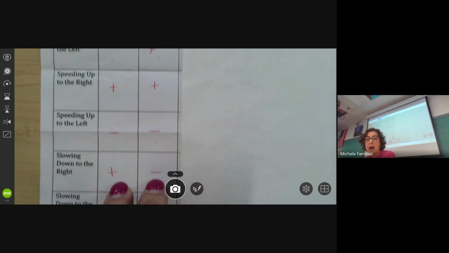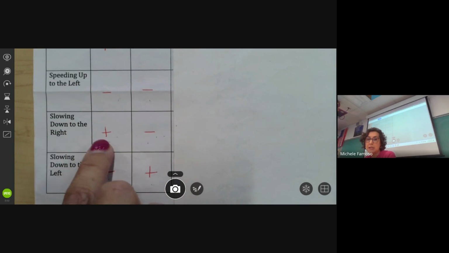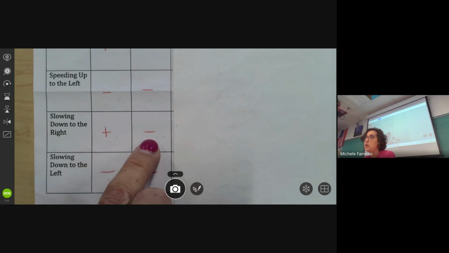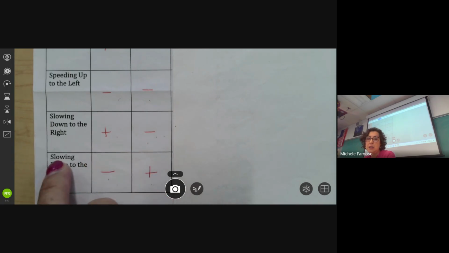Slowing down, they have opposite directions. The word right tells me the velocity is positive, so the acceleration would have to be negative. Slowing down to the left, the velocity has to be negative because it's left. Slowing down means it's opposite sign for acceleration, which is positive. So see, we're hitting all the patterns that you should understand for tomorrow's test. That way you can just whip out those answers real quick because you've studied the patterns.